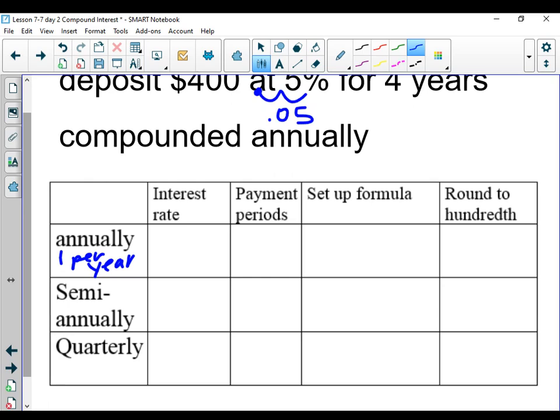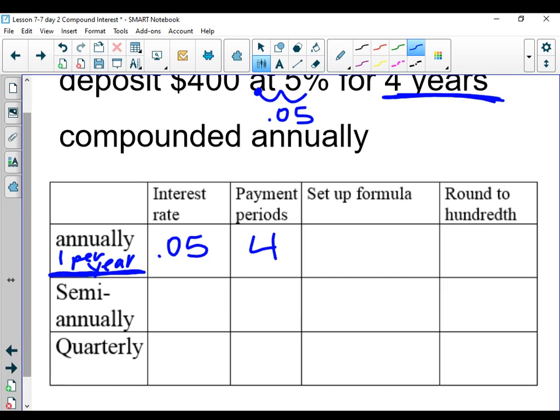So my interest rate and number of payment periods. I'm getting interest once per year for 4 years. Once per year for 4 years makes 4. One time this year, one time this year, one time this year, one time this year. Once a year for 4 years.